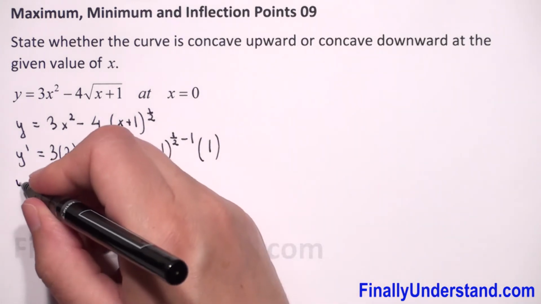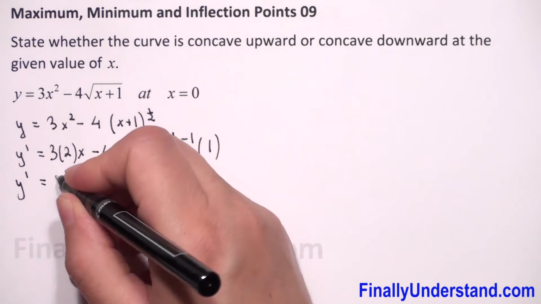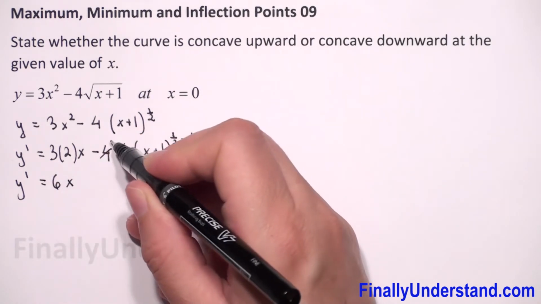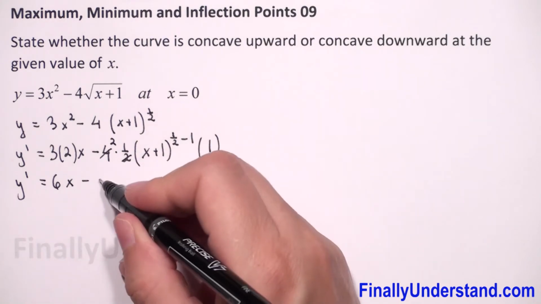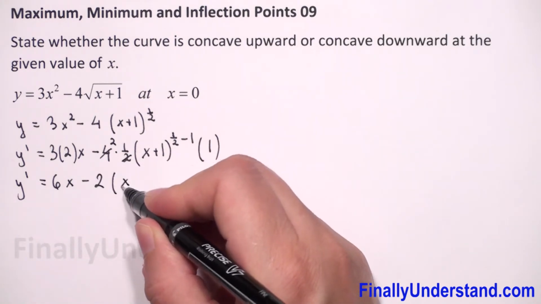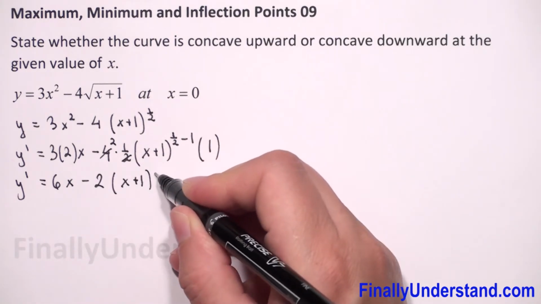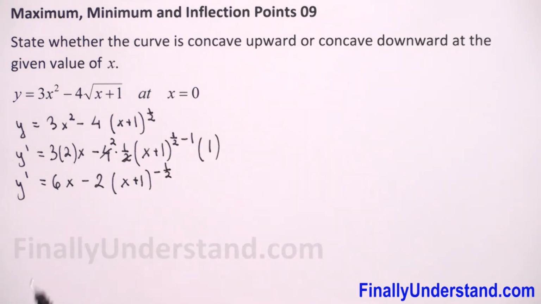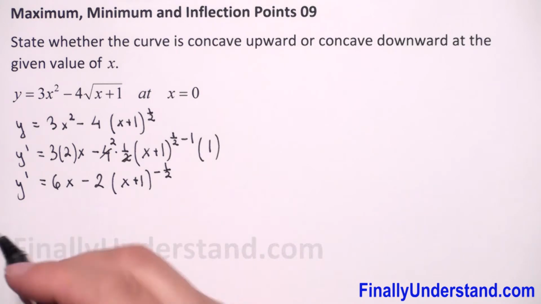So let me rewrite this. This is equal to 6x. We can reduce 4 and 2, so it will be 2 times (x plus 1) to the power negative 1 half times 1. We don't have to write the 1. Now we have to find the derivative of the first derivative.